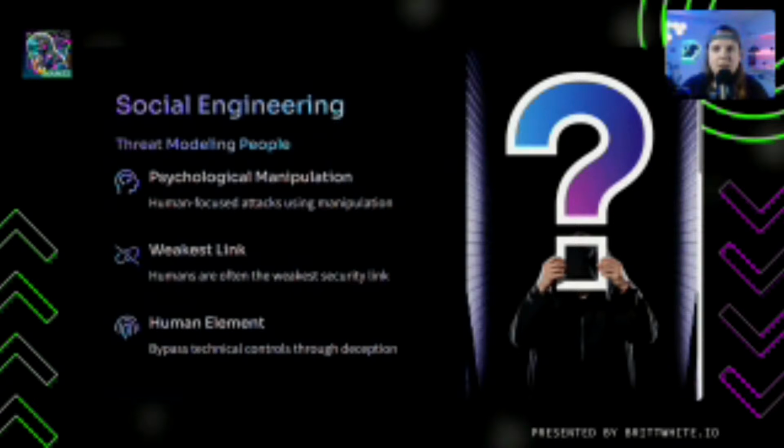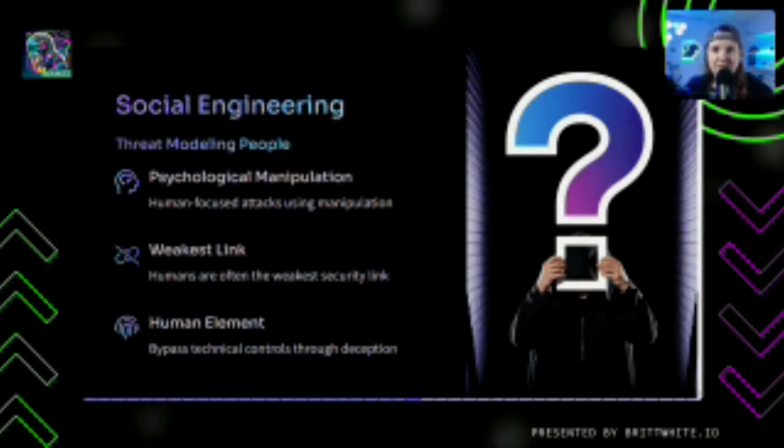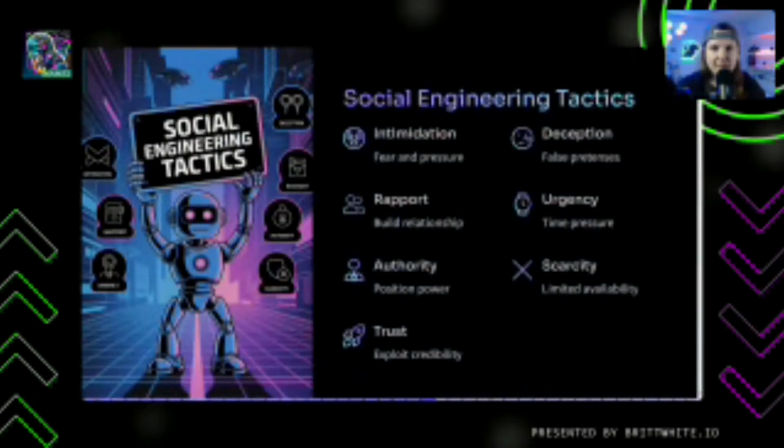Even the strongest technical security can be bypassed if an attacker tricks an employee. Social engineers use various manipulation tactics. Let's look at a few common ones. Intimidation involves creating fear through threats or coercion. An attacker might threaten job loss or blackmail to force compliance. For example, if you don't give me access, I'll report you to your supervisor.